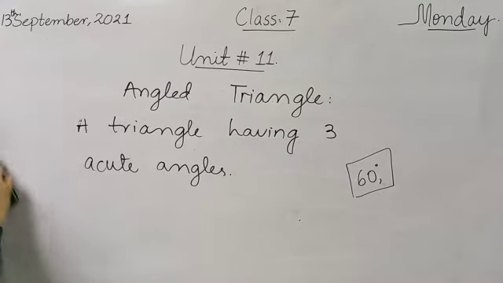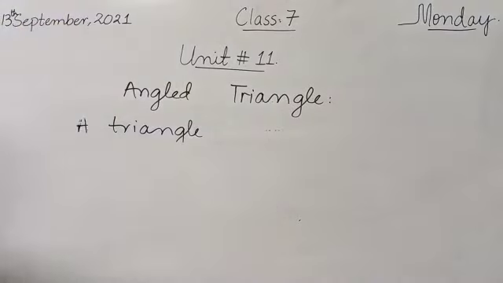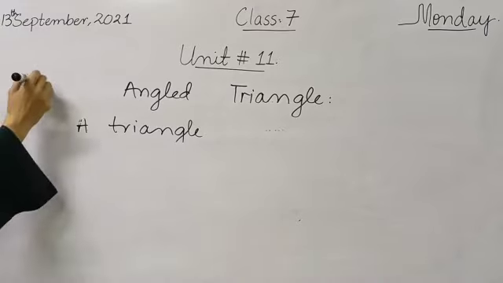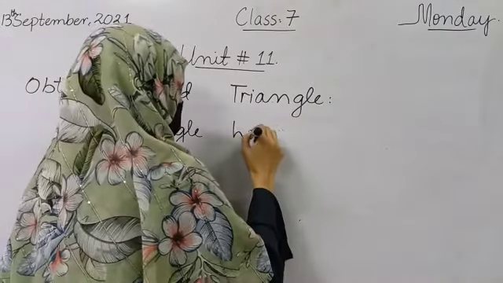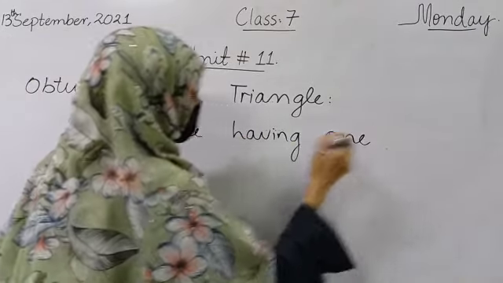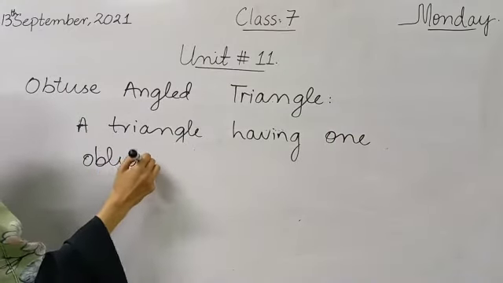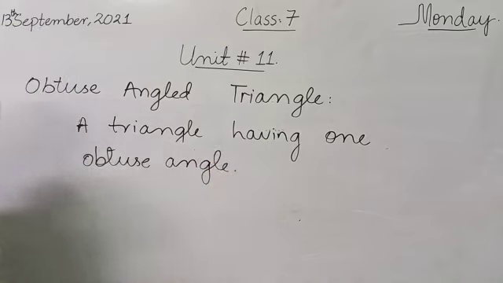Next is obtuse angled triangle. What is an obtuse angle? An angle greater than 90 degrees. So a triangle having only one obtuse angle. In acute angled triangle, all three angles must be acute. In obtuse angled triangle, there must be only one obtuse angle. A triangle having only one obtuse angle. Okay?